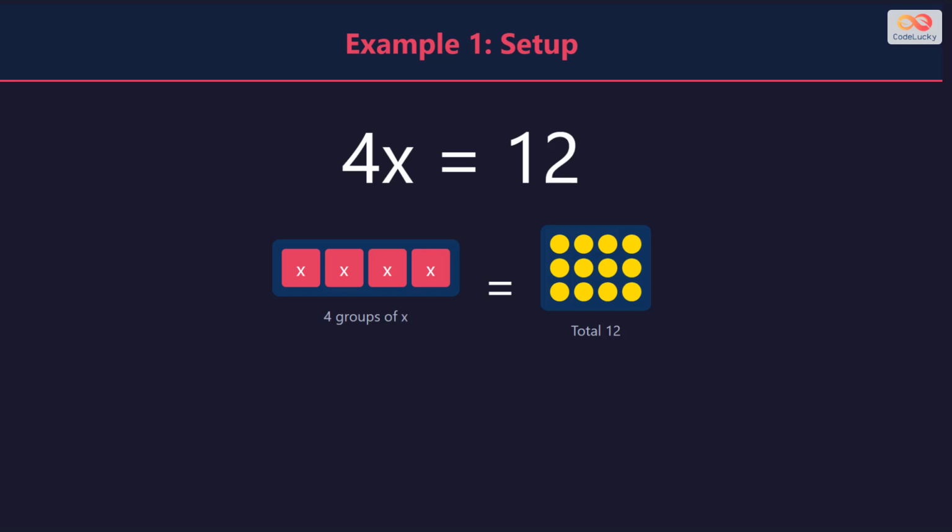Let's look at our first example. 4x equals 12. Visually, this means we have 4 groups of x on the left side and a total of 12 units on the right side.